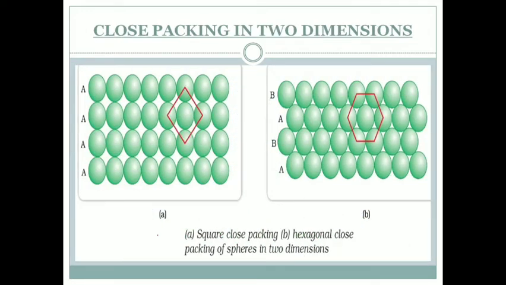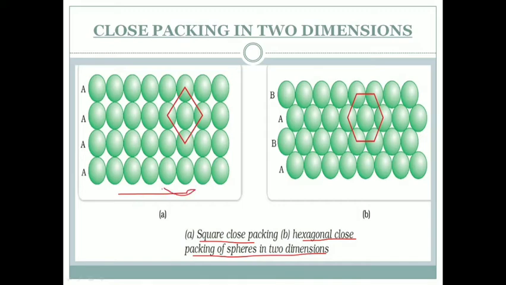Close packing in 2 dimensions. In 2 dimensions, there are 2 types of close packing. One is square close packing, another one HCP, that is hexagonal close packing of spheres. So we will discuss one after another. And this one, you can see this is square close packing. What happens in 2-dimensional close packed structure can be generated by stacking, that means placing the rows of close packed structures. This can be done in 2 different ways.